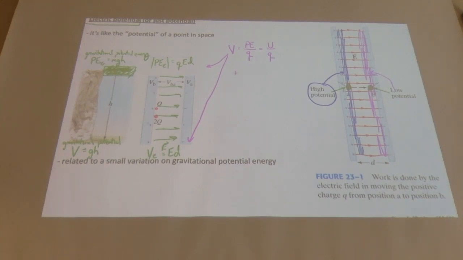Also, the unit for potential is the volt. The unit for the potential is the volt. And it turns out that it is equal to 1 joule per coulomb.